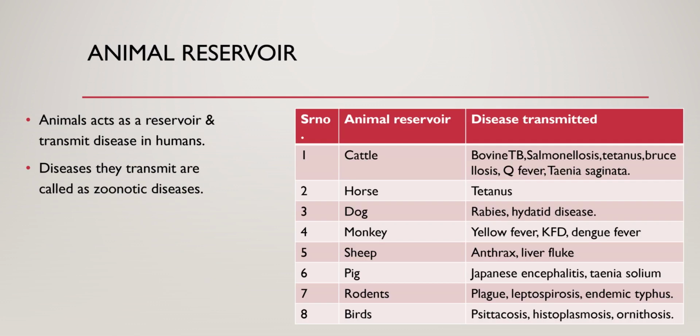Animal reservoir. Animals act as a reservoir and transmit the disease to humans. The diseases they transmit are called zoonotic diseases. Here is a table of animal reservoirs and the diseases they transmit. Cattle transmit bovine TB, salmonellosis, tetanus, brucellosis. Horse, tetanus. Dog, rabies and hydatid disease.